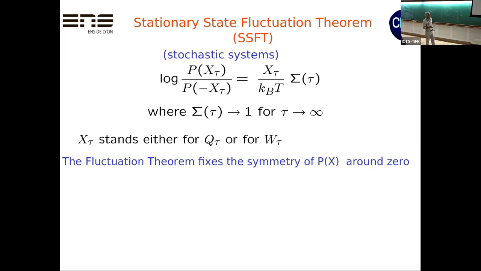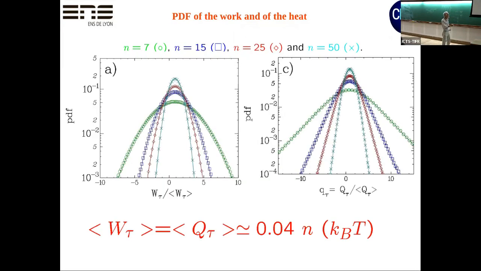This is the statement. And what is very interesting is that the fluctuation theorem actually fixes the symmetry of the PDF around 0. Notice that x, important to point out, is not the value minus the mean, it is the value of the system. And so indeed, in what I plotted, I didn't shift the fluctuation. The system is just fixing the symmetry of the positive and negative values of the PDF.